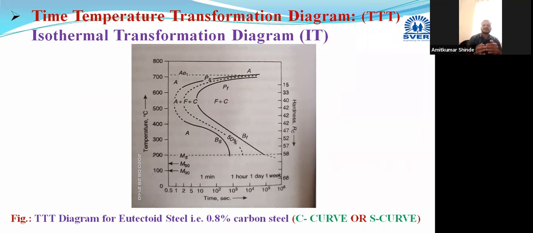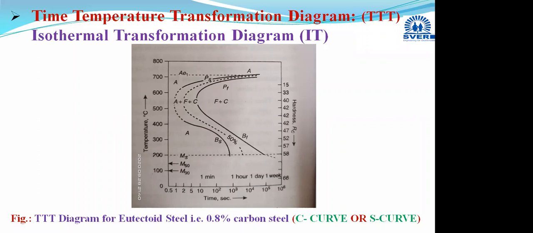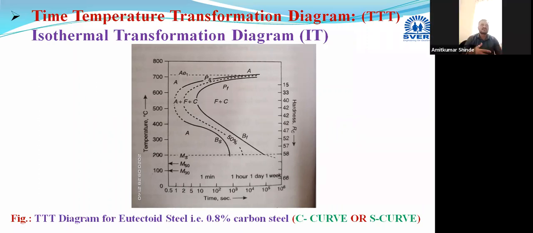Initially, we take a number of steel samples or steel pieces in one furnace, and we are heating them in the austenitizing region, or austenitic region, or austenitizing temperature region. In that zone we are heating all the steel samples.